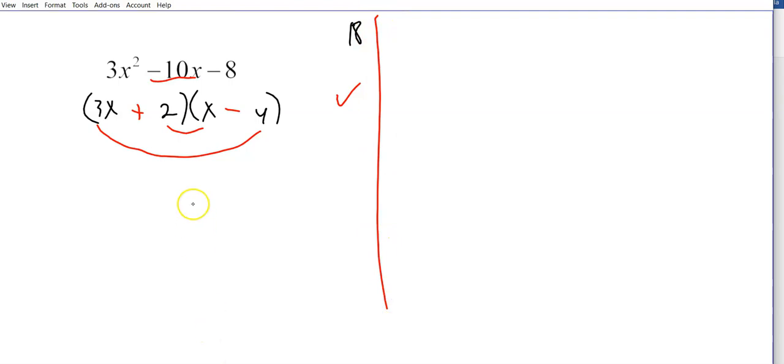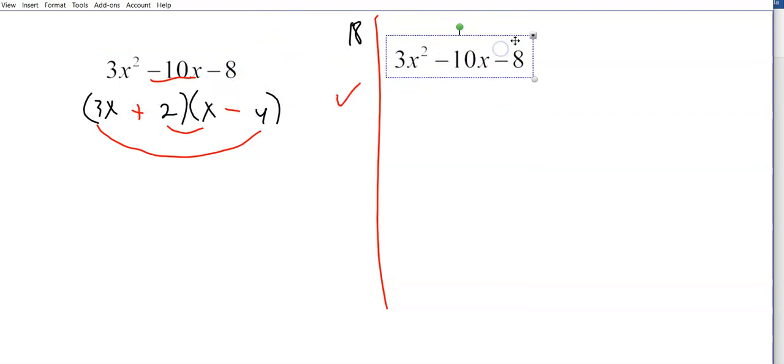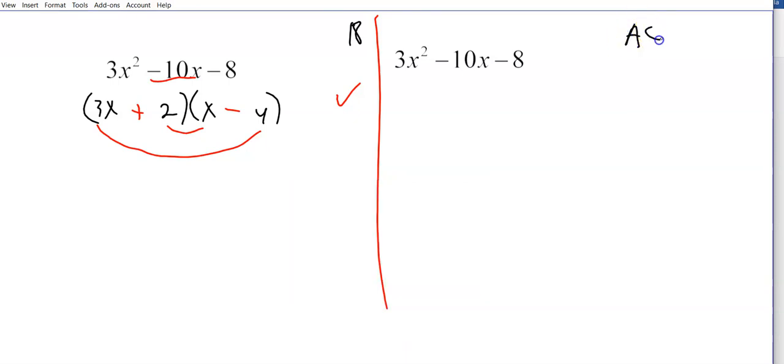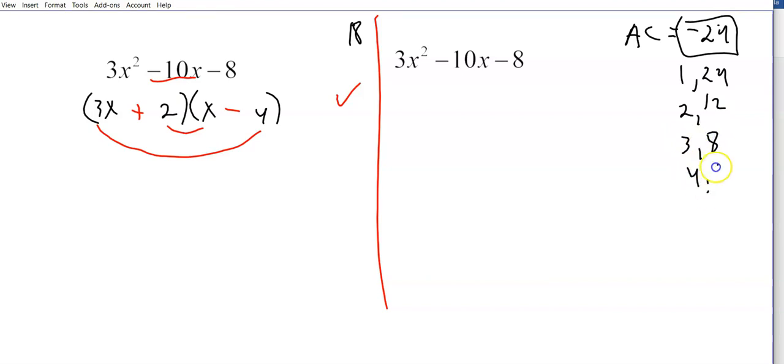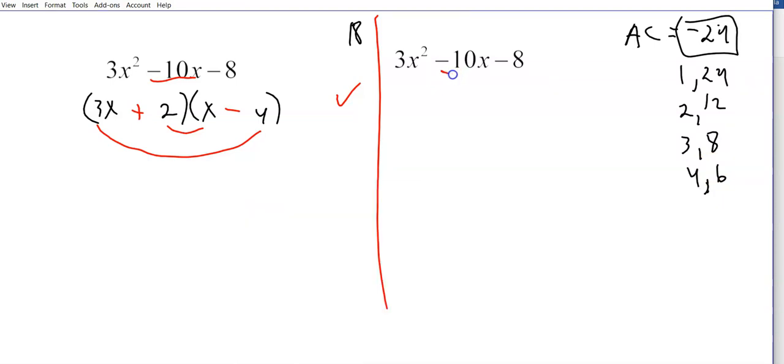Let's also do this by doing the AC method. Let's do this one more time, see if we can kind of get this down. It's not too bad after you do it a few times. So AC would be 3 times negative 8, which is negative 24. So you're going to factor negative 24 a bunch of different ways. 1 and 24. I like to be systematic. 2 and 12. 3 and 8. 4 and 6. I know I'm done. Now I just have to pick out the magic factors. I have to add up to make negative 10.